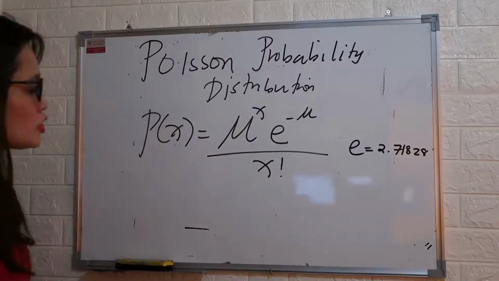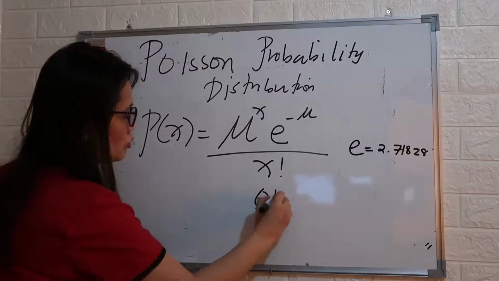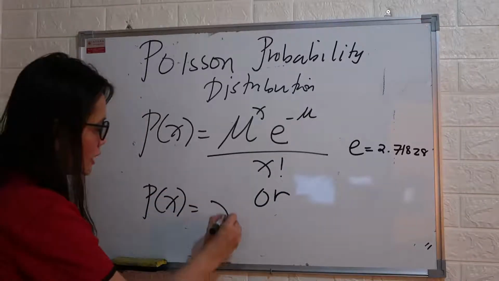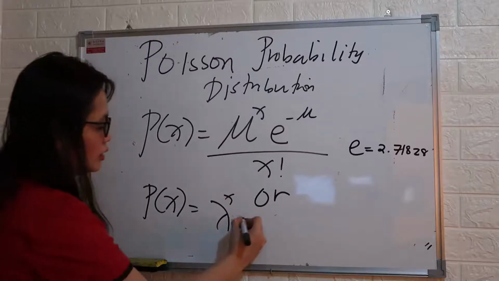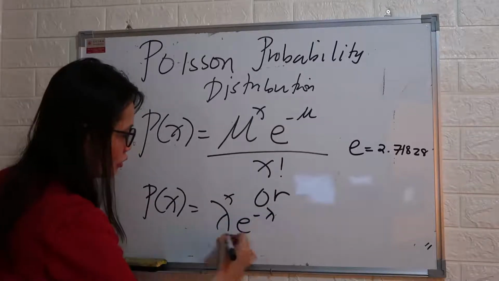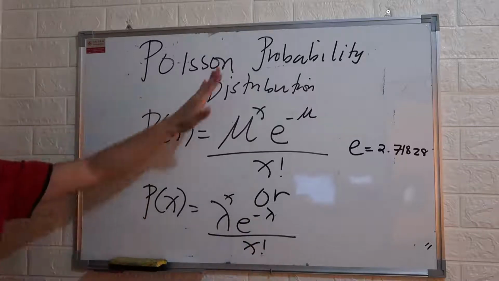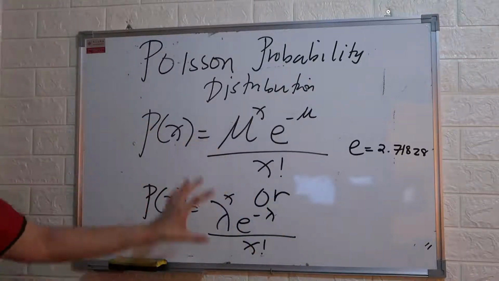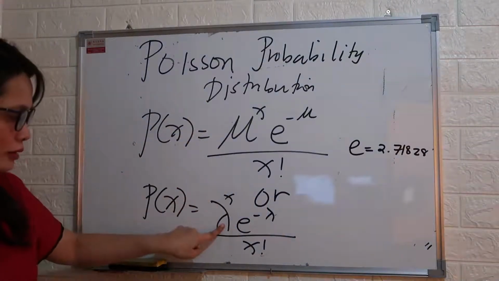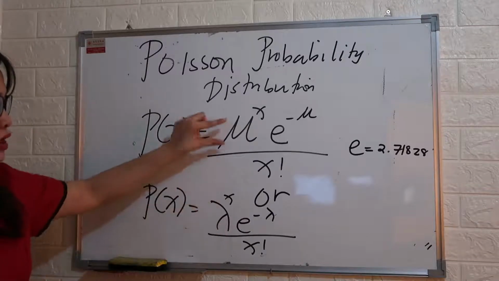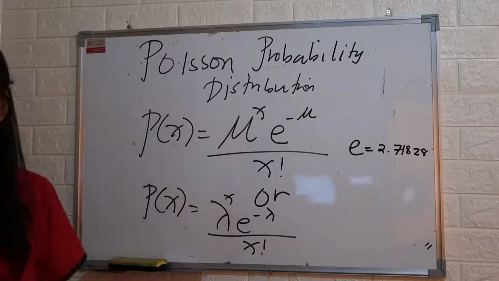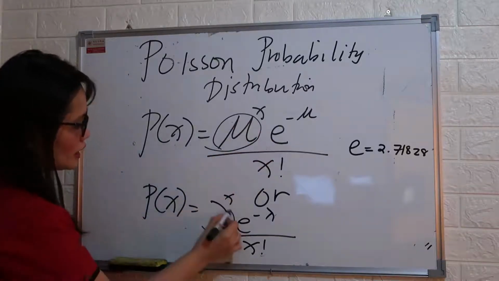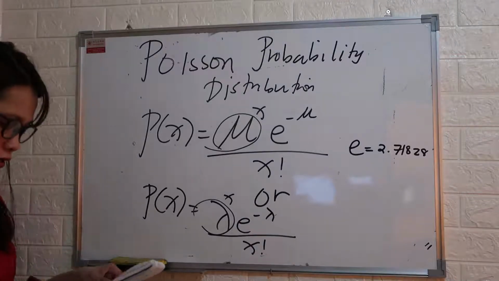Another symbol, you may use this kind of symbol. The probability of x is equal to lambda raised to x, e raised to negative lambda, all over x factorial. Same thing, different symbol but they have the same use. This one we call lambda, and this one is mu. You are referring to the mean of that particular problem.